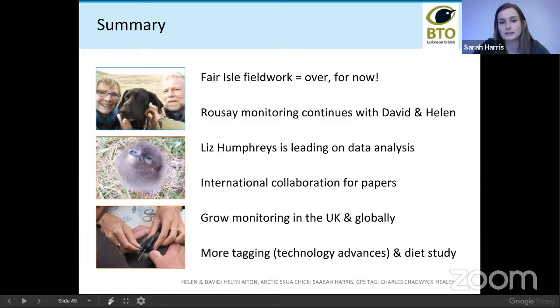As technology advances, it would be great to do more tagging, get more precise data for longer periods of time, so that will come as technology advances. And we'd also like to look at the diet of Arctic skuas into the future.